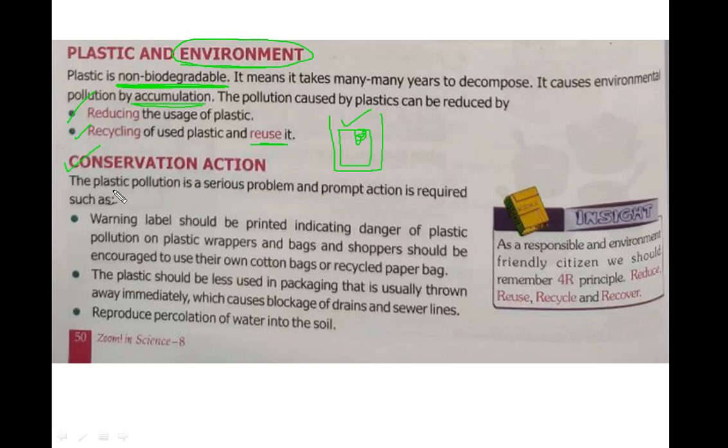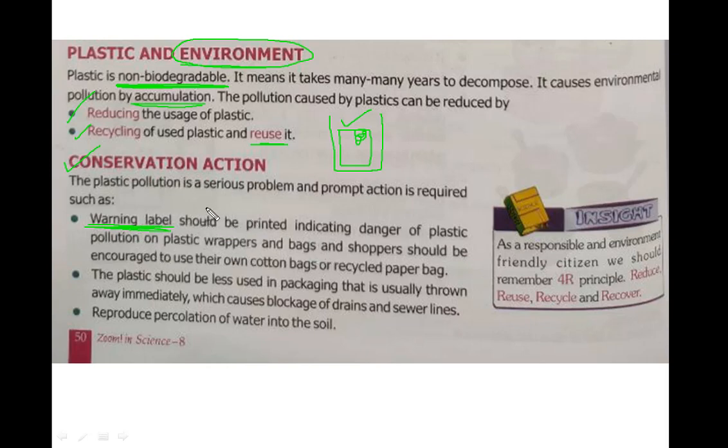Conservation action. Plastic pollution is a serious problem and prompt action is required. What are the actions that you can take? Warning labels should be printed indicating the danger of plastic pollution on plastic wrappers and bags, and shoppers should be encouraged to use their own cotton bags or recycled paper bags. So when plastics are used, there should be a label that using plastic is not good for our environment.